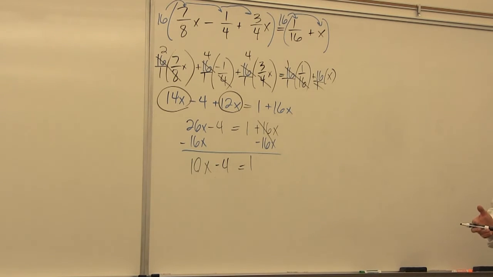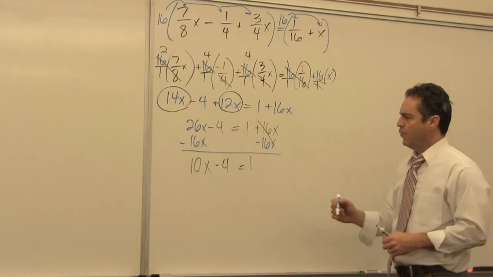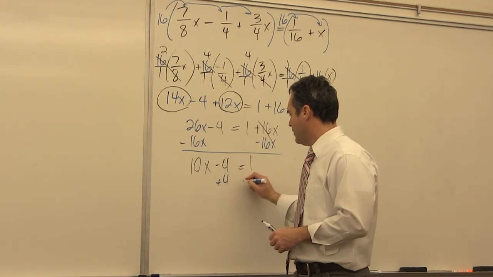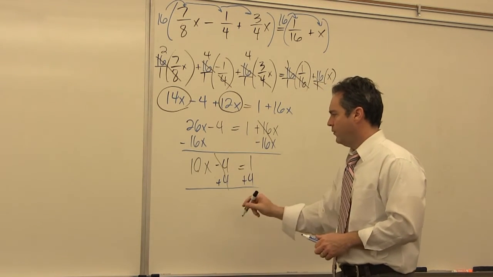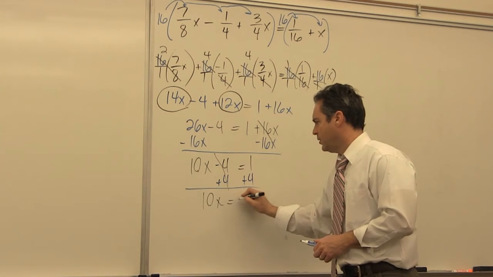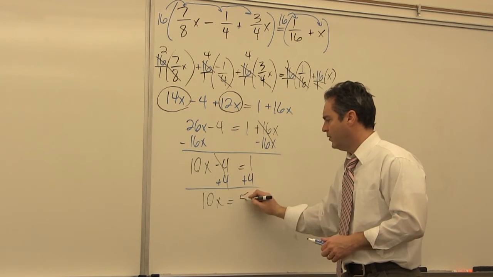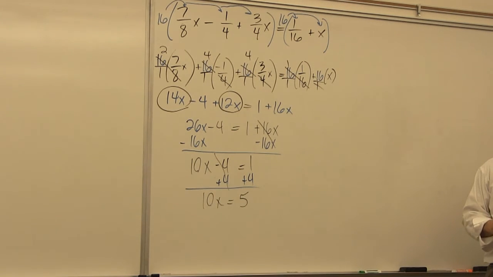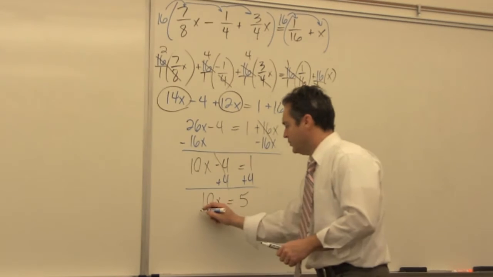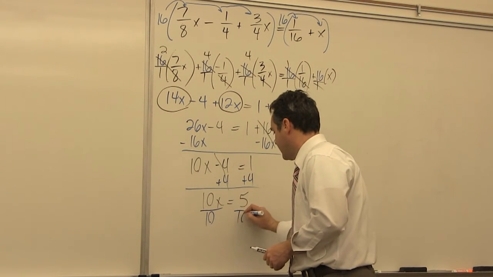We have found simplicity. Let's use the addition principle. Who is being added or subtracted to x? Negative 4. Very good. We're going to add 4 to this side and add 4 to this side. These two will cancel. We're left with 10x equals 1 plus 4 makes 5. And then the multiplication principle. 10 is being multiplied, so we're going to divide. Very good. So we'll divide this side by 10 and this side by 10.